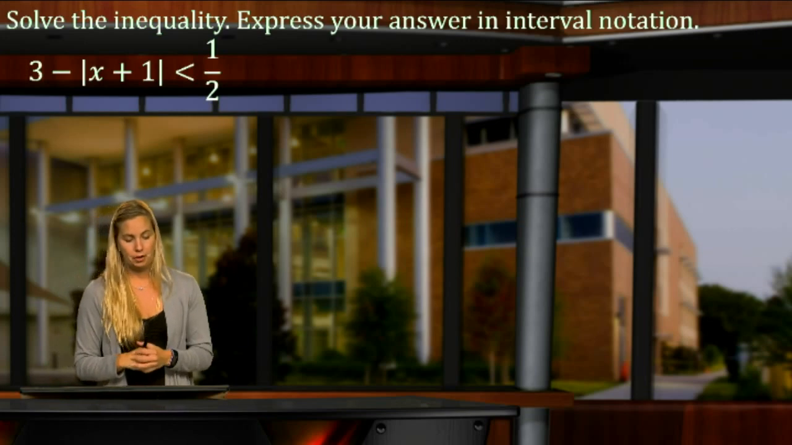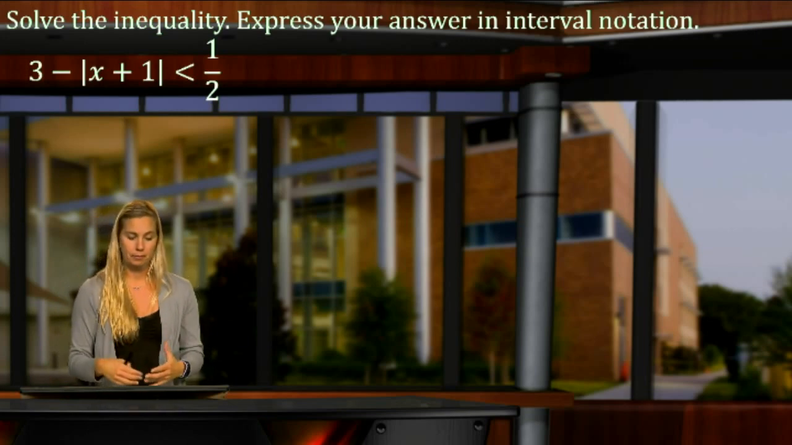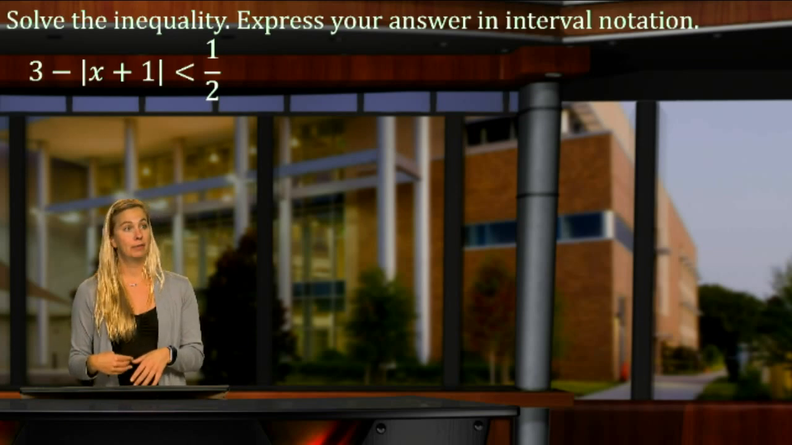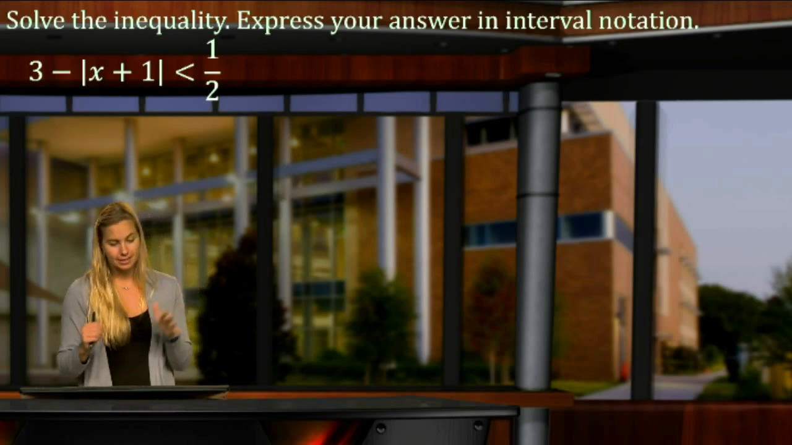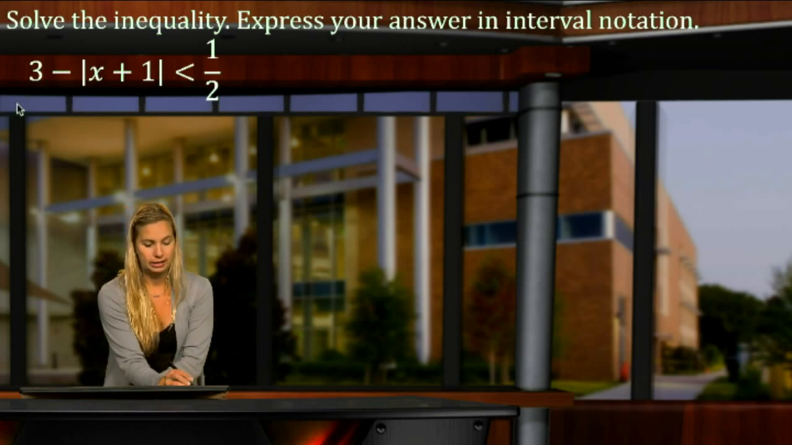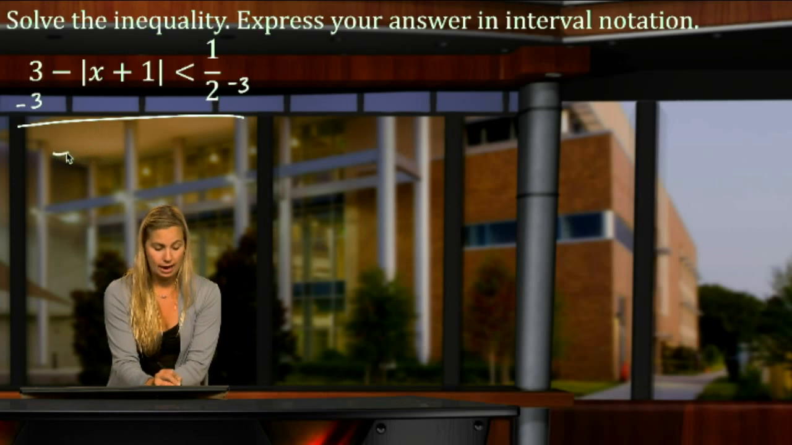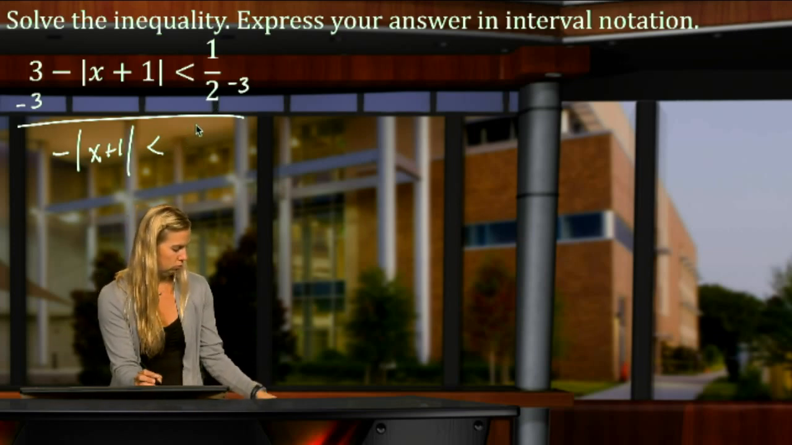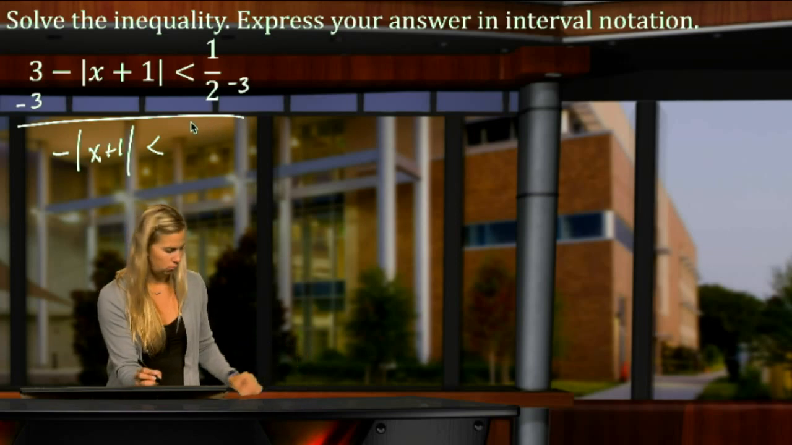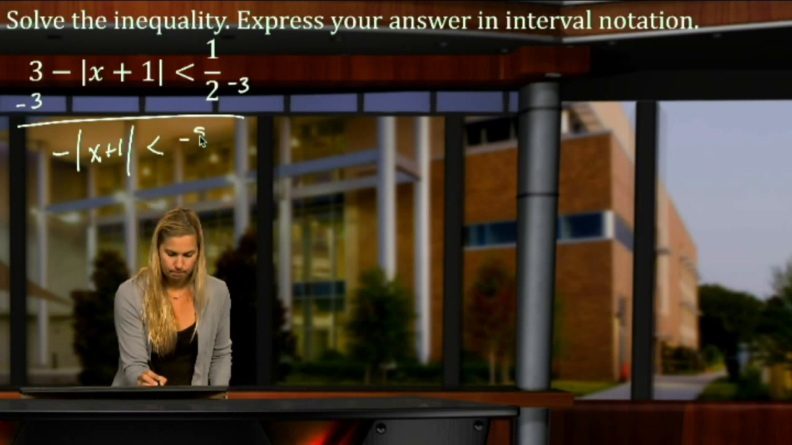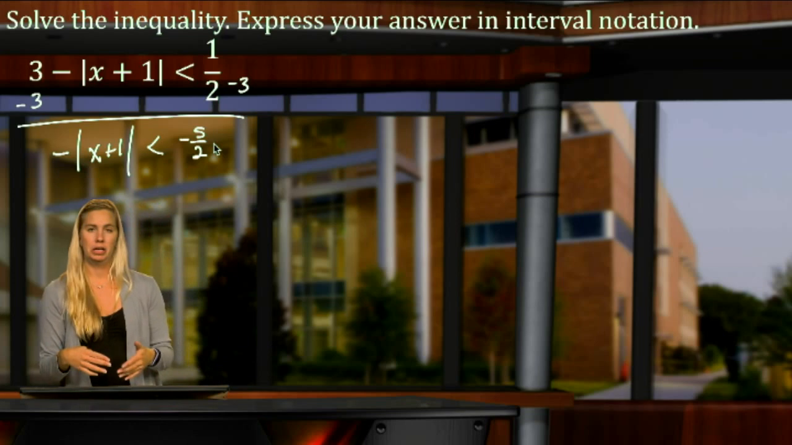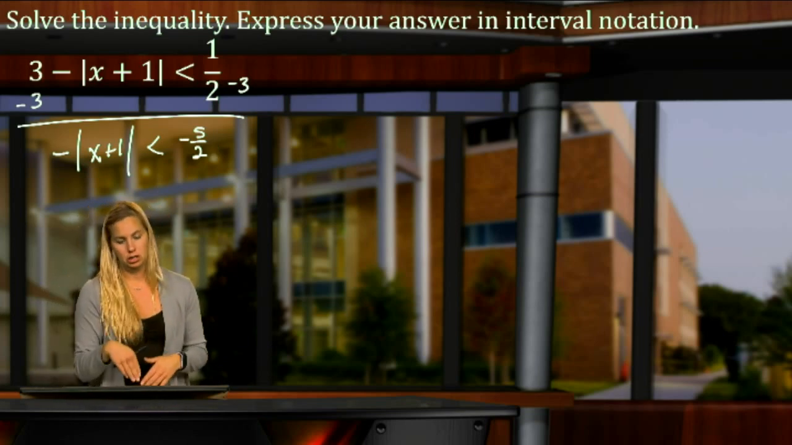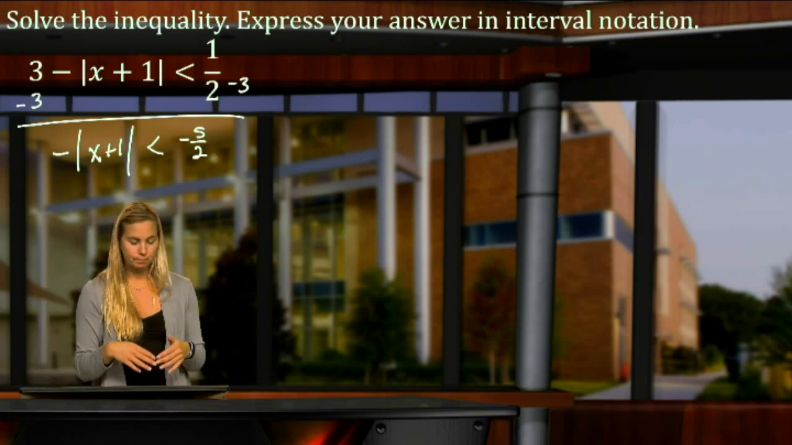Three minus the absolute value of x plus 1 is less than 1/2. Same thing here. We want to isolate the absolute value first. Hey, Anna, I see you. Thanks for coming. We're going to subtract 3 from both sides. When we do that, we have negative absolute value of x plus 1 is less than 1/2 minus 3, which is going to be negative 5 over 2. I'm pretty sure. Yeah. You guys can use your calculator to evaluate that, or use your margin to set up the subtraction.